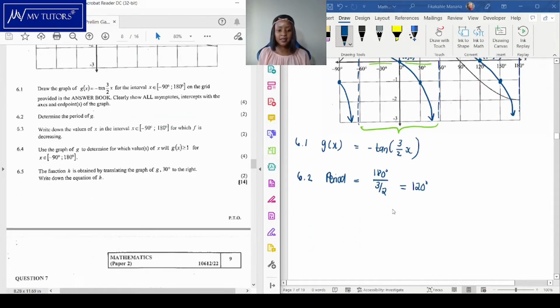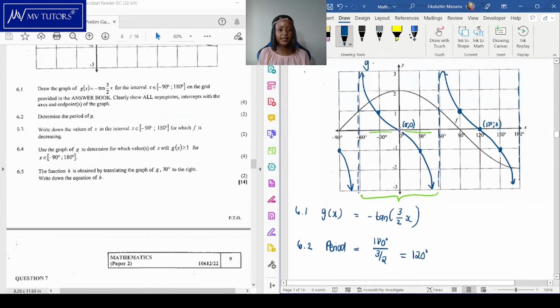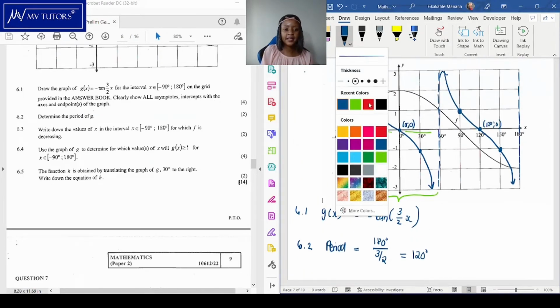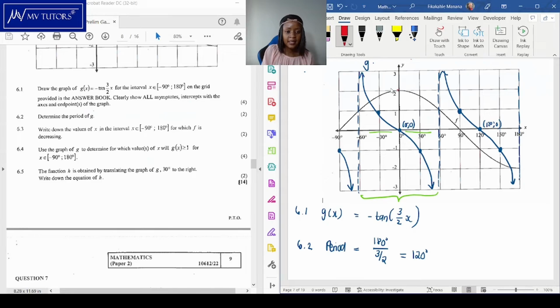Now it says 6.3. Write down the values of x in the interval for which f is decreasing. So f is our original function. Where is f decreasing, guys? This is where it's flat, right? Turning point, gradient is 0, flat. Nothing, no decreasing, no increasing. Even at 180, again, gradient is 0, flat.